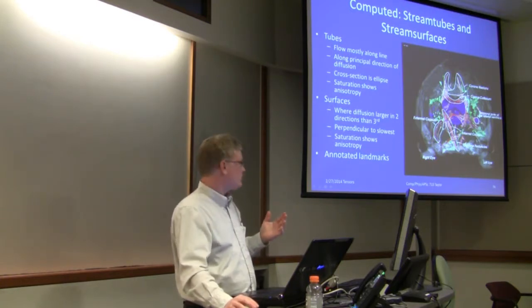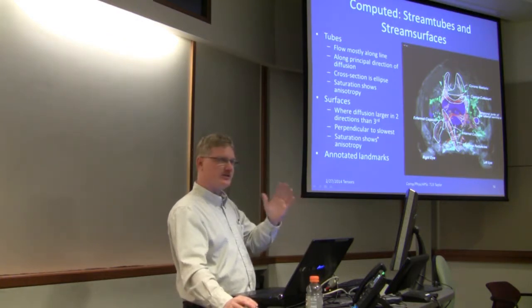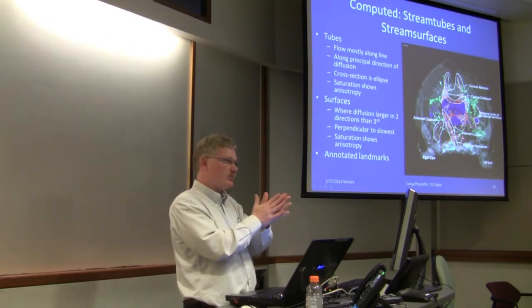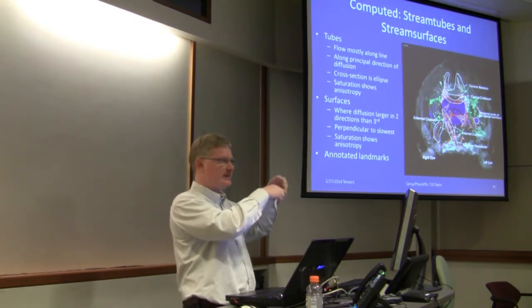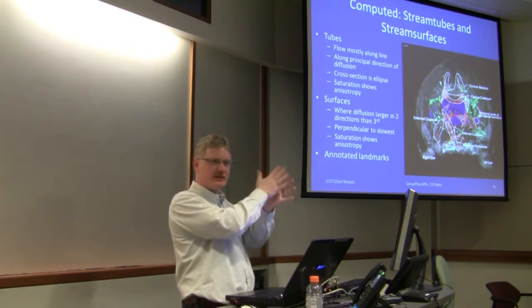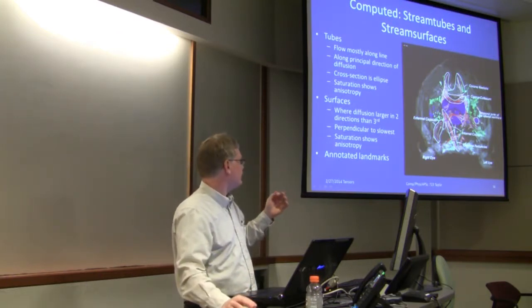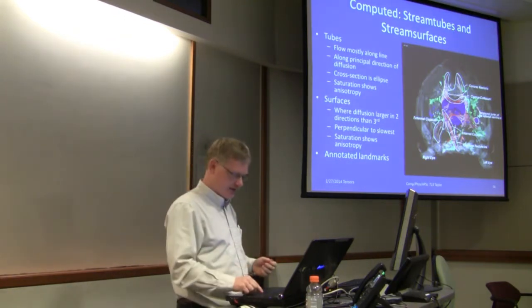Surfaces are where diffusion is larger in two dimensions. It's perpendicular to the slowest direction, so things would travel in the sheet. Again, saturation shows anisotropy. Strongly green means it's really confined to the sheet. Almost white means it can go many directions, but tends a little bit toward that one. Similarly for the red. So it's basically showing you those two different regions. Then they added some annotated landmarks to help a medical physician understand how these things are connected.